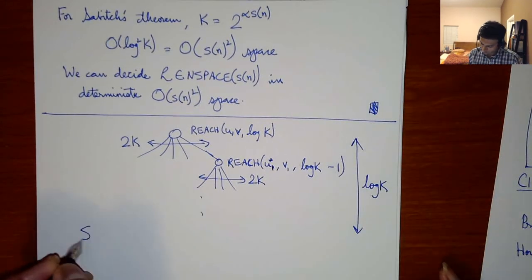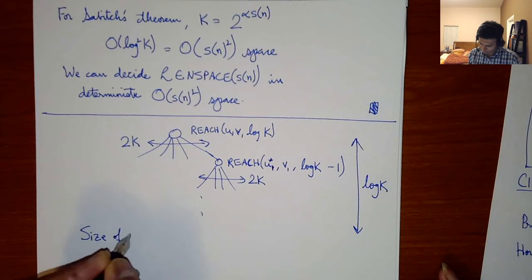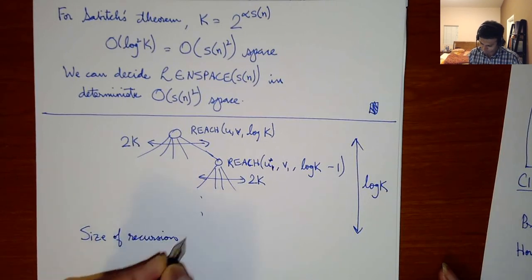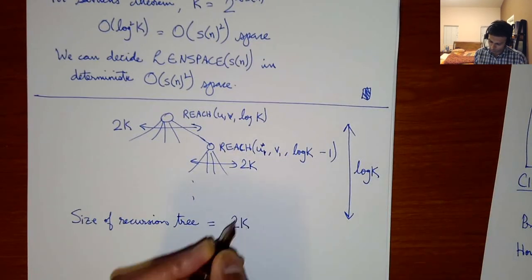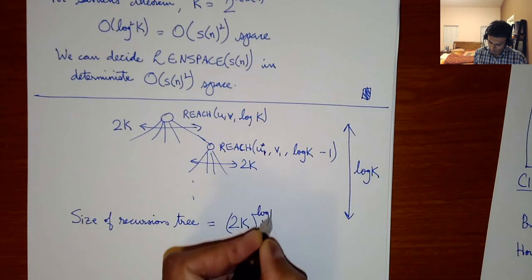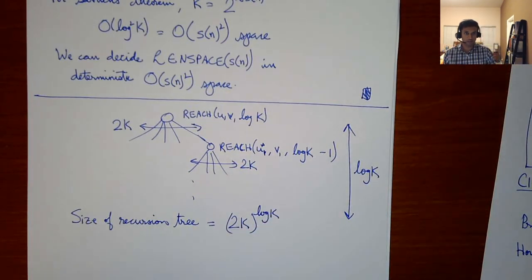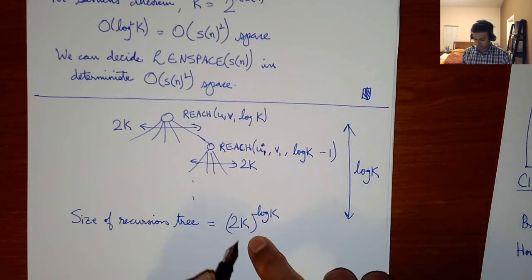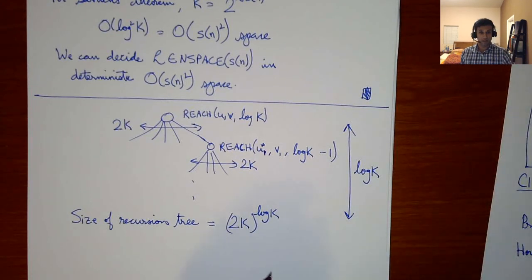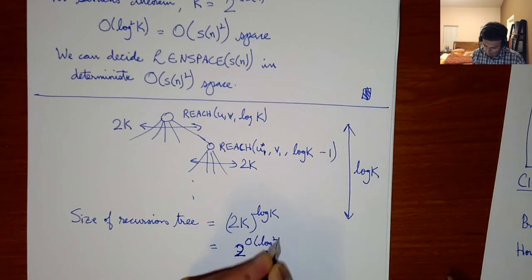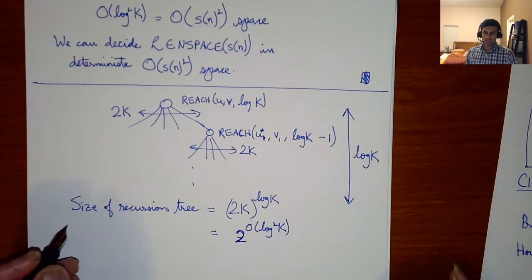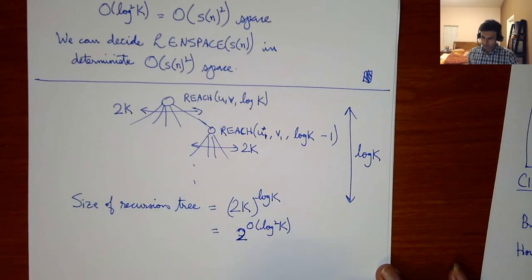So what is the size of the recursion tree? It's basically 2k to the power log k. So that is the running time. It's actually even worse than doing a BFS. A BFS would only run in O of k time. This is running in k to the log k time. But the k to the log k time you would have seen is basically like 2 to the O of log squared k.